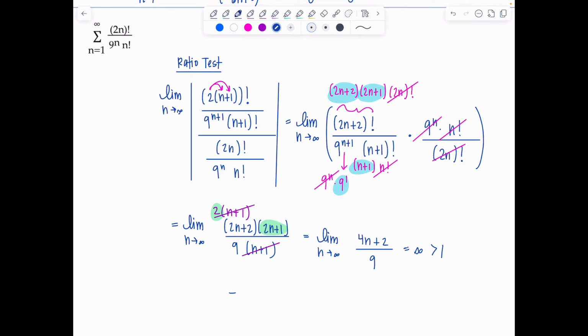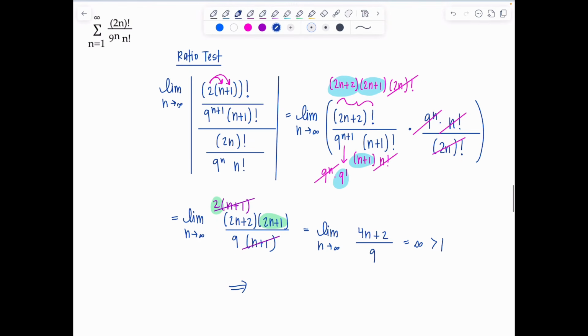So then you're done. You just say, whoop, the sum, n equals 1 to infinity of 2n factorial over 9 to the n times n factorial diverges by the ratio test. Excellent. I love all the canceling and I love factorial, so this is my favorite test.